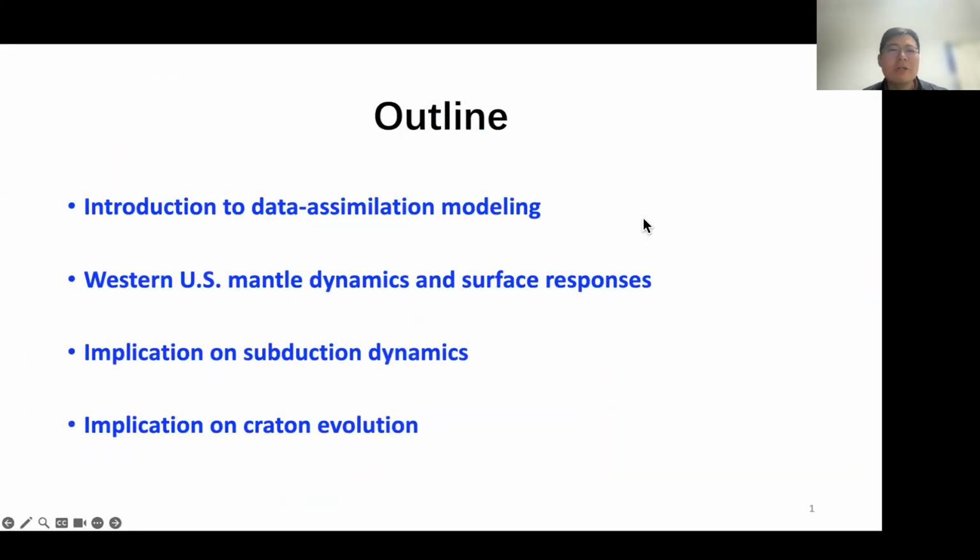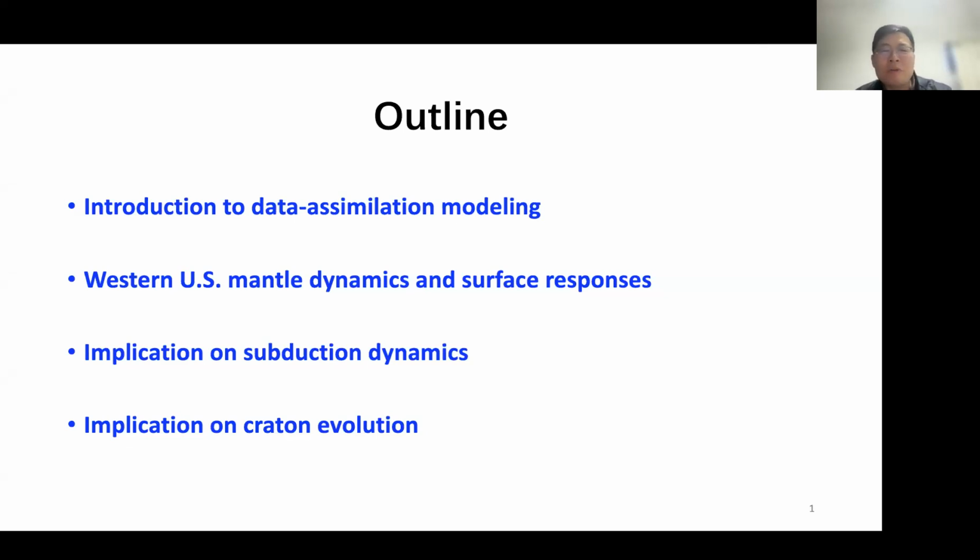Let me move forward. Brief outline. I will start with a brief introduction about data assimilation modeling in general. And I will spend most of the time talking about the work we have done on Western US mantle dynamics and how that affects the surface responses in various ways.